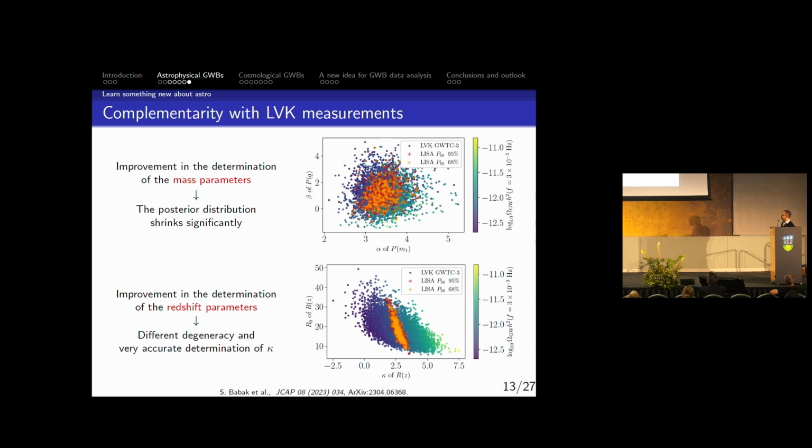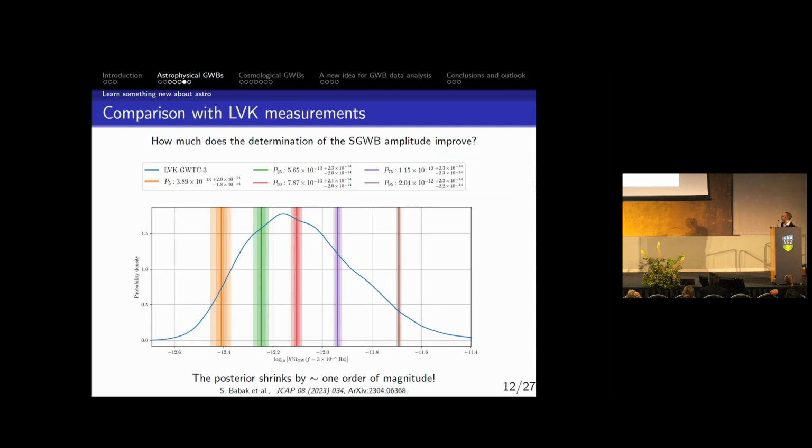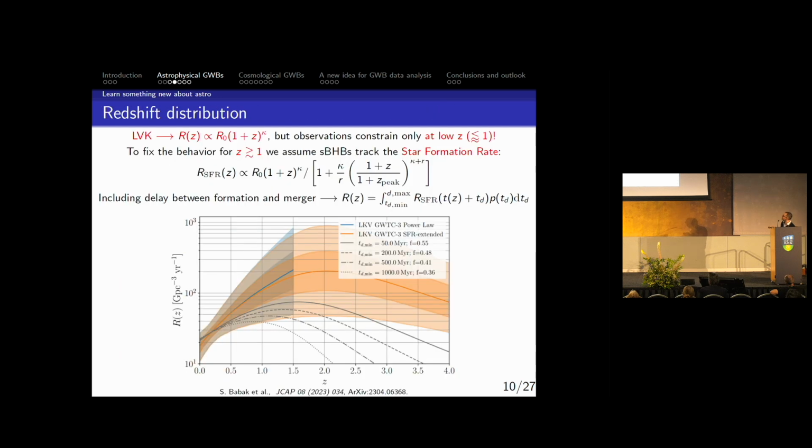And the reason is that LVK only measures things at low redshift. LISA, on the other hand, looking at the stochastic background, will measure something which is integrated over the full universe. So you are pretty sensitive to what happens at high redshift, in particular around the peak of the star formation rate, let's say. So this part will contribute quite a lot.